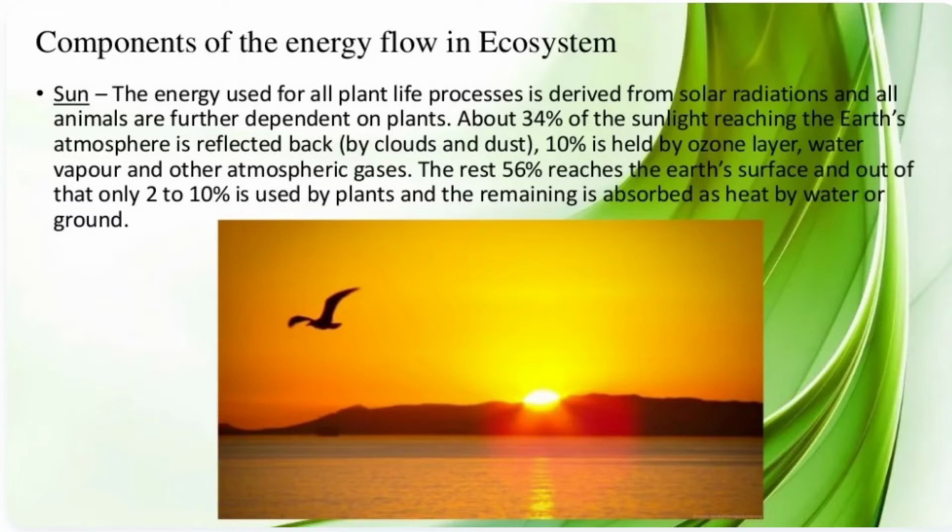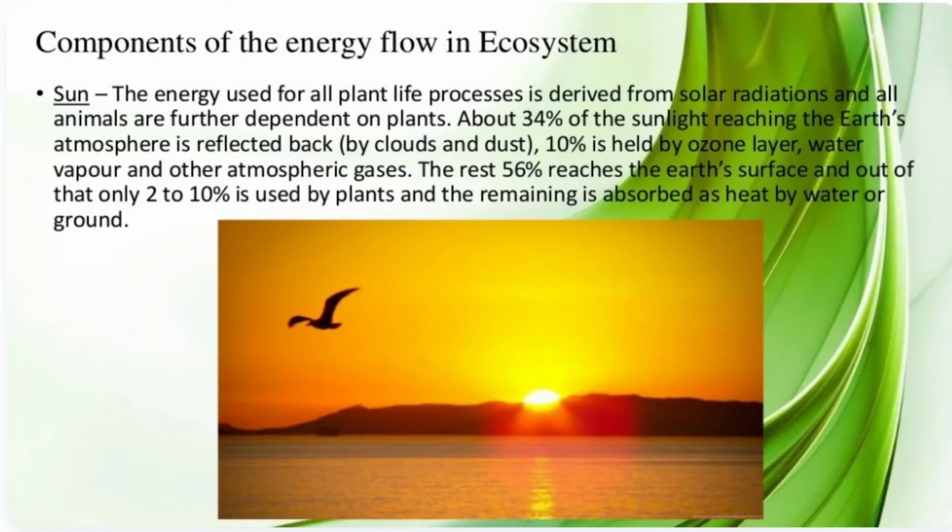Solar radiation also helps directly and indirectly in the circulation of matter in the biospheric ecosystem. This process is called the biogeochemical cycle, comprised of the water or hydrological cycle, chemical element cycle, sediment cycle, etc. So the plant life process is derived from solar radiations, and hence all animals are further dependent on plants.